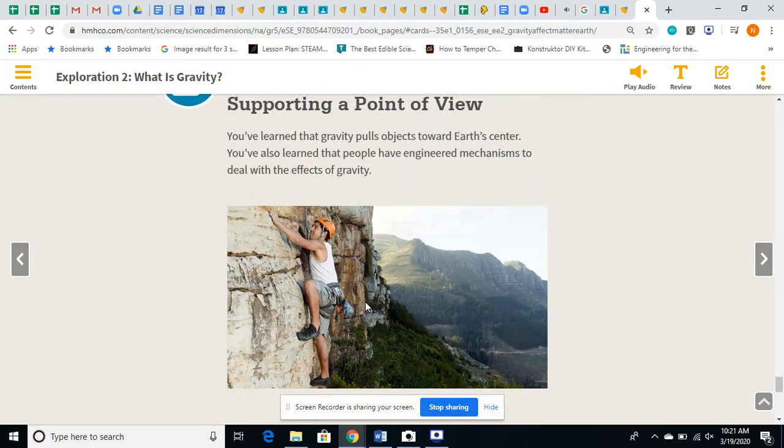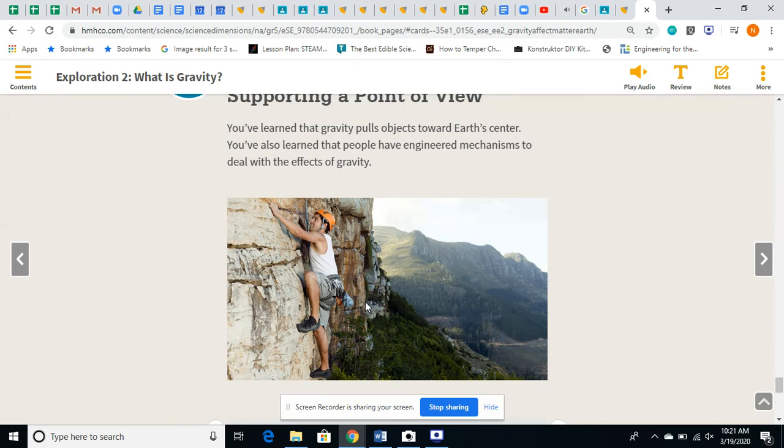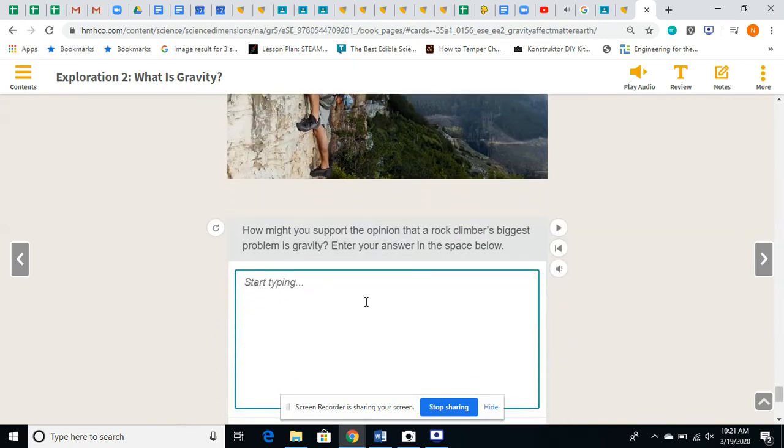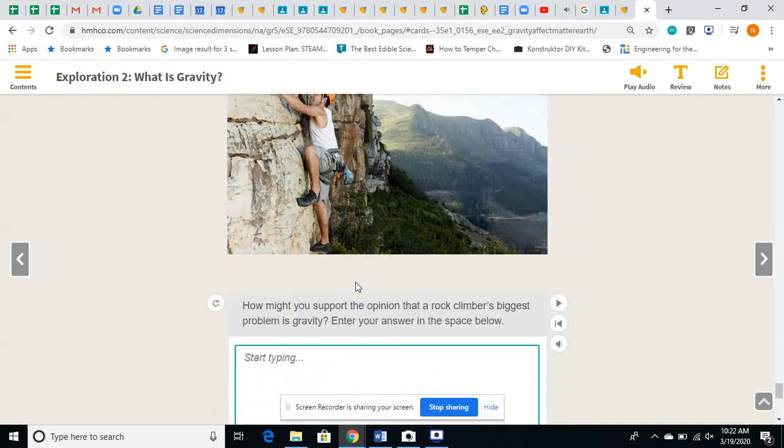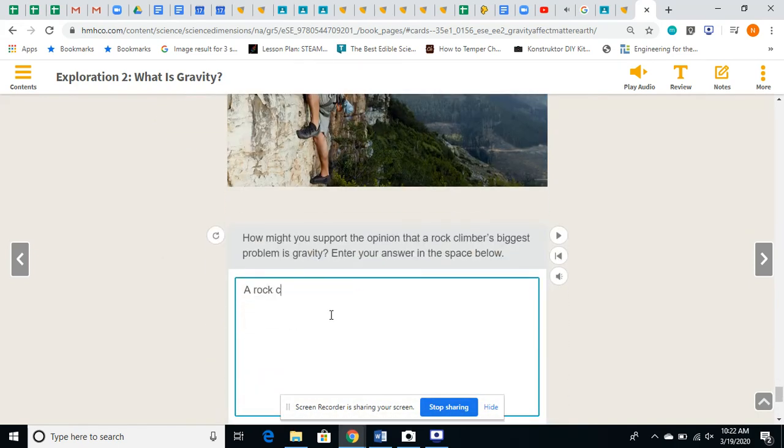You learned that gravity pulls objects towards Earth's center. You've also learned that people have engineered mechanisms to deal with the effects of gravity. How might you support the opinion that a rock climber's biggest problem is gravity? Enter your answer in the space below. A rock climber's biggest problem is gravity because if they are not hanging on the rock, gravity will pull them.